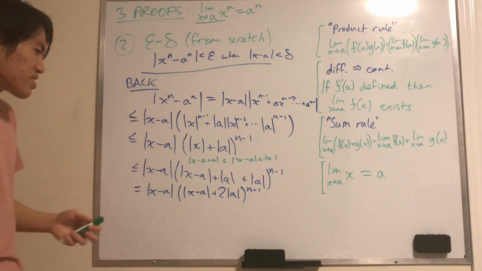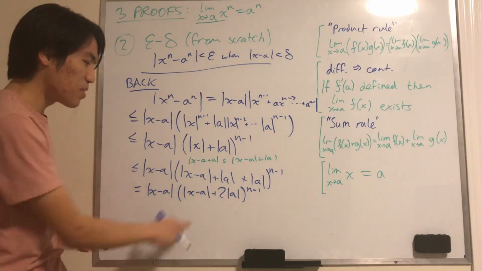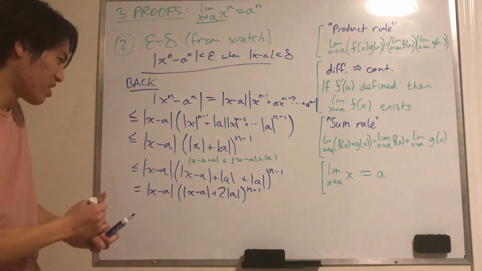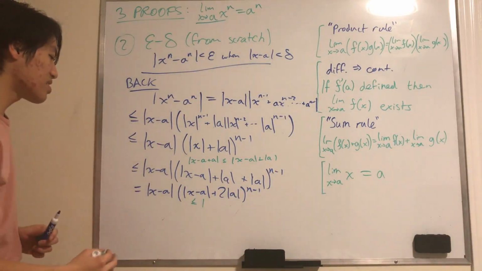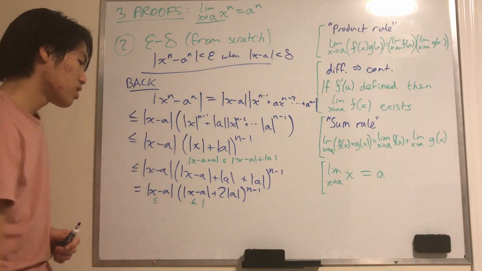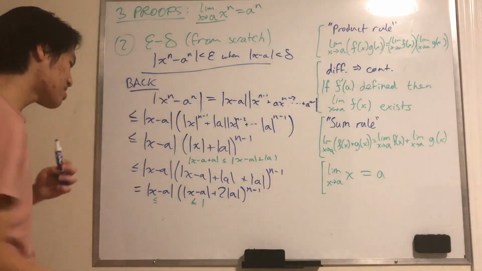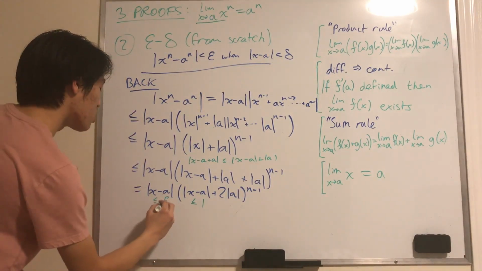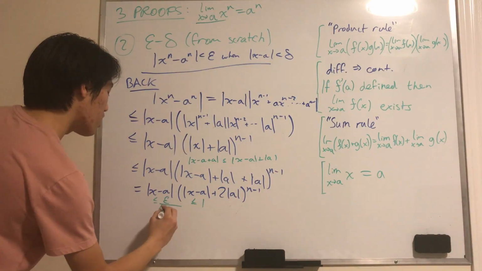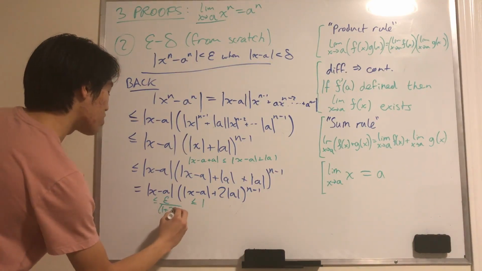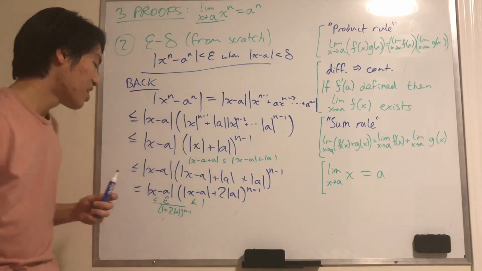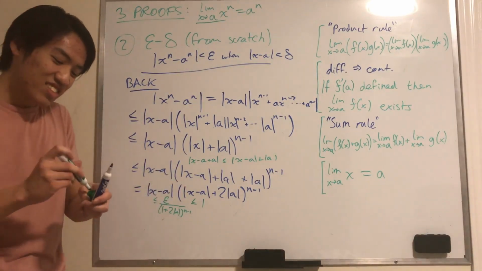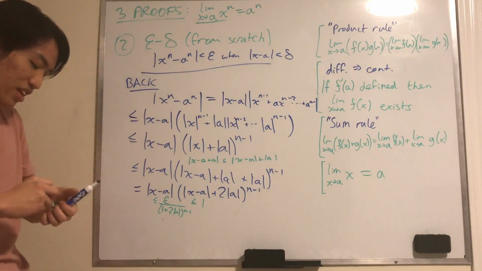So what I'm going to do is, I'm going to say I can make absolute value of x minus a less than or equal to 1. And I can also make it less than or equal to, let's say, epsilon over 1 plus 2 absolute value of a, all raised to the power of n minus 1. And the reason I do that is, you'll see in the next step, this is going to be very nice.